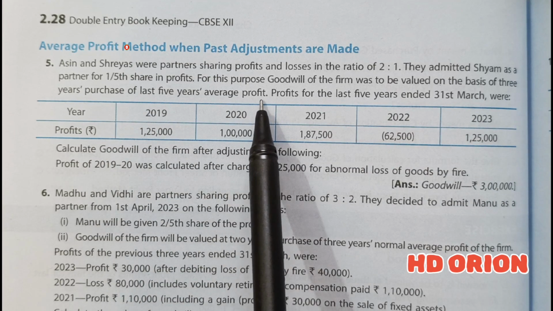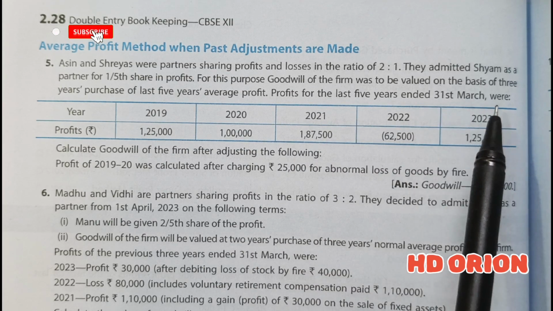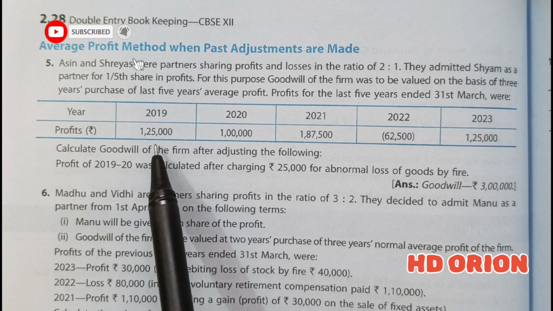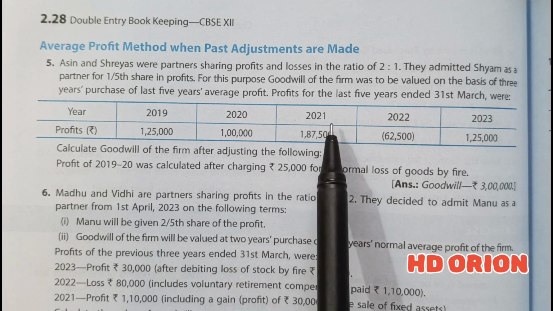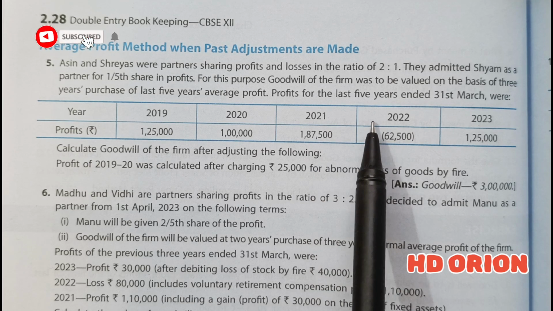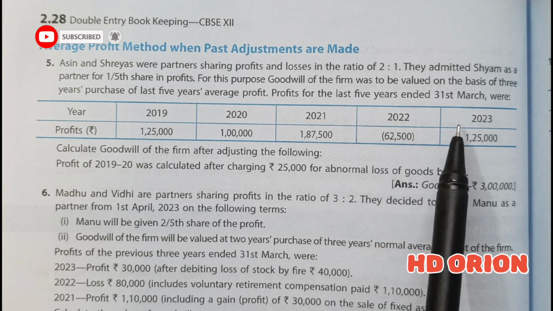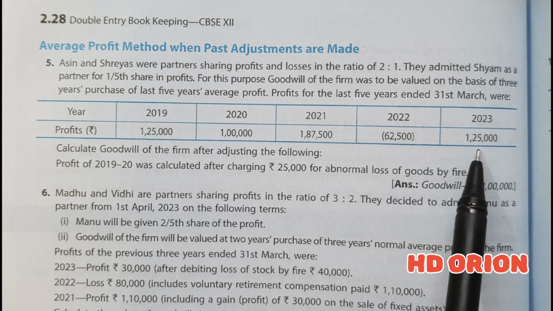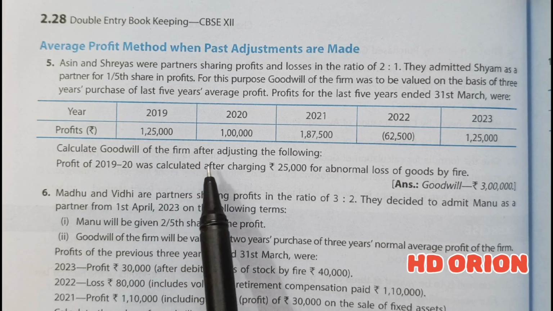5 years average profit. Profits for the last 5 years ended 31st March were 2019 rupees 1,25,000, 2020 rupees 1 lakh, 2021 rupees 1,87,500, 2022 there is a loss of rupees 62,500, and 2023 rupees 1,25,000. Calculate goodwill of the firm after adjusting the following.